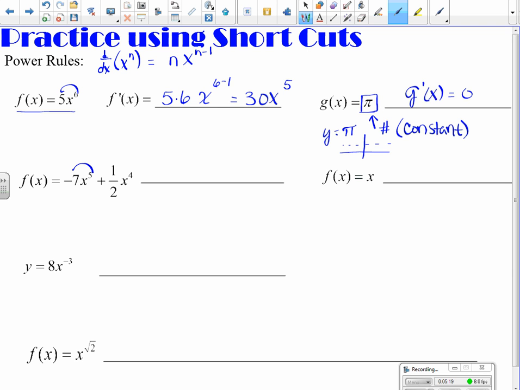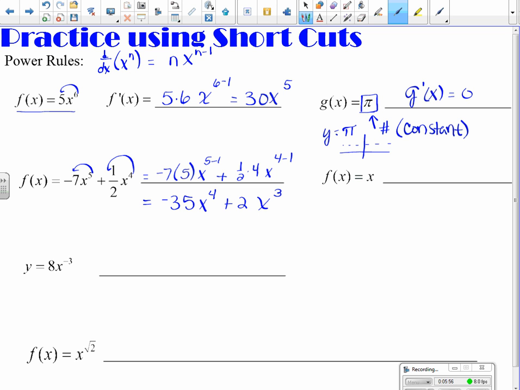Back to using the power rule here. The 5 is going to come down and then I reduce it by a power. So I will have -7 times the 5, x to the 5 minus 1, plus the 4 is going to come down. I'll have 1/2 times 4, x to the 4 minus 1. Reduce it by a power. Turns out that I'm going to have -35 x to the 4th plus 2 x to the 3rd. That's a whole lot easier than doing the limit.